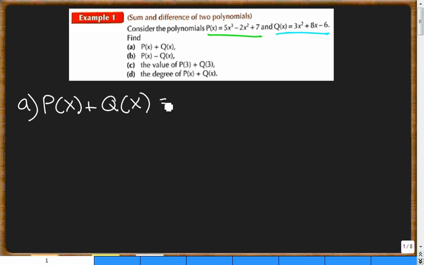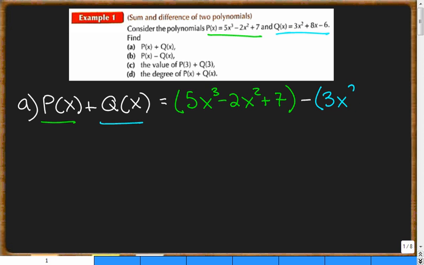Well, we need to just add these two together in order to do this. So p of x is 5x cubed minus 2x squared plus 7. Now notice that I'm using brackets here. This is something that you're going to want to at least think about. It's not always 100% necessary to use brackets, but it's helpful. Excuse me, this is plus. It's helpful in case there is some sort of meaningful operation on it.